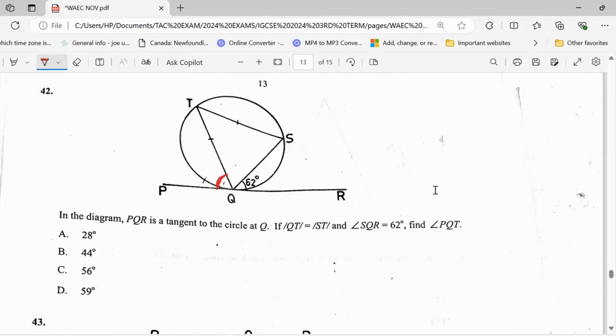Now, if we apply the theorem that connects chord and tangent, we know that this line QS is a chord. Let's not forget, line QS is a chord. So there's a theorem here that says the angle between the chord and the tangent is equal to the angle in the alternate segment. So this 62 here is also equal to this angle here. So this angle is 62.